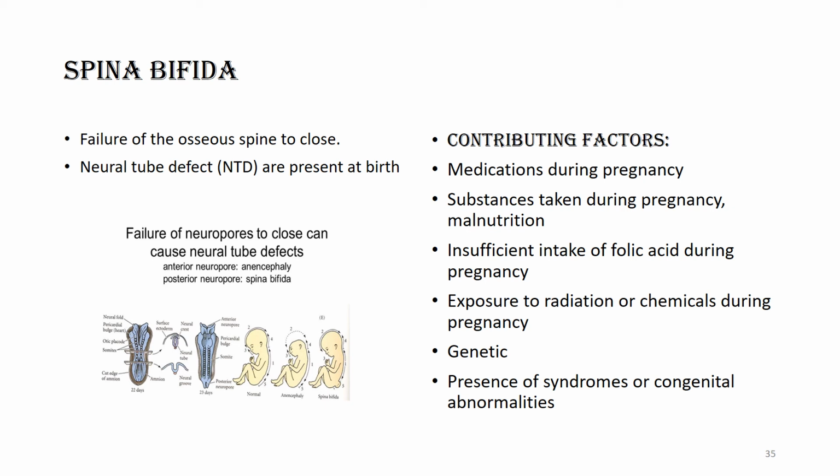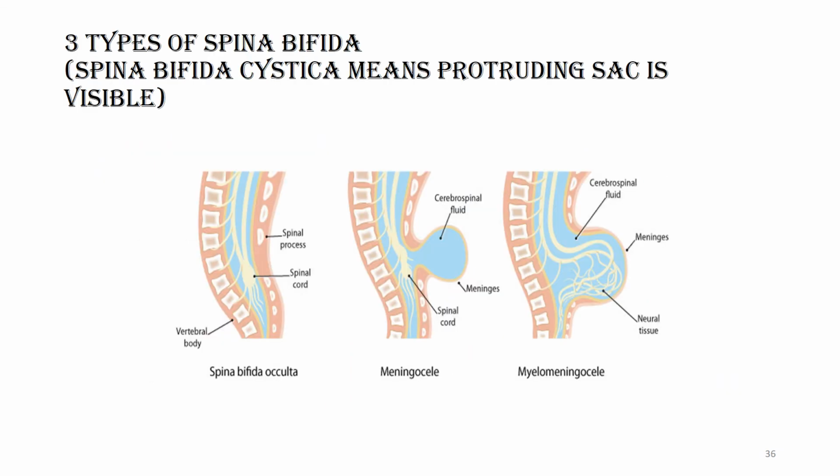If mom's exposed to radiation or chemicals during the pregnancy. It can be genetic, it could run in their family. And it also could be the presence of other congenital abnormalities, and this just tacked itself right onto it, which happens many times. So as I said, there's 3 types. And the first type is the most mild. This is the spina bifida occulta.